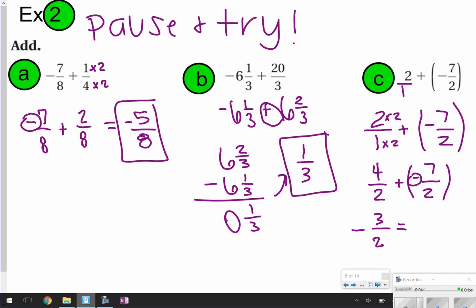And I don't want to keep my final answer like this, so I am going to change it into a mixed number as my final answer. 2 can go into 3 one time with 1 left over, so final answer for letter C is -1 and 1/2. You might have solved some of these a different way, especially letter B and letter C, because they have mixed numbers and improper fractions within the problem. As long as you were able to get to your correct answer for both of those, you would be fine.